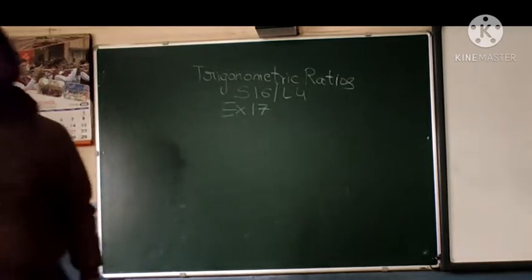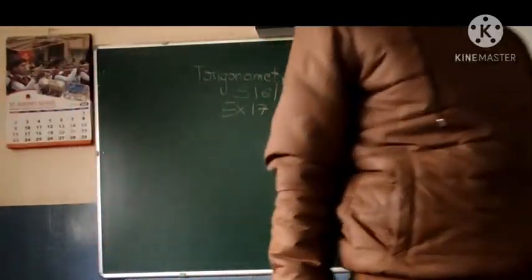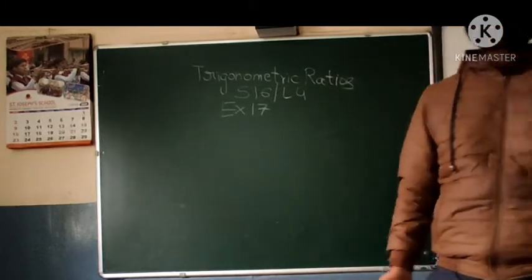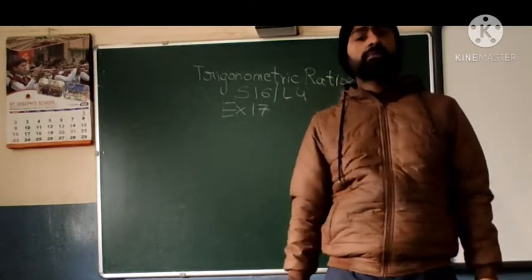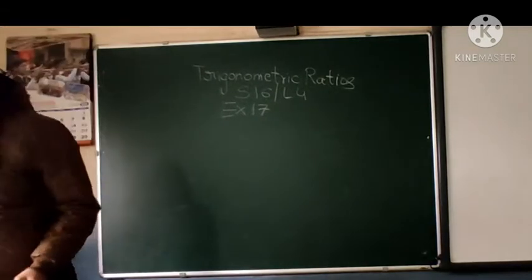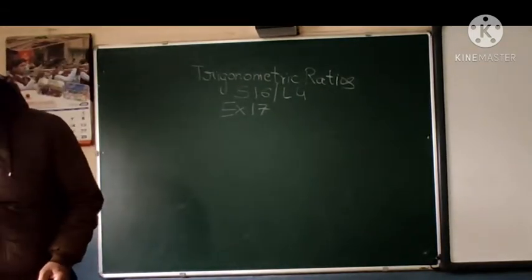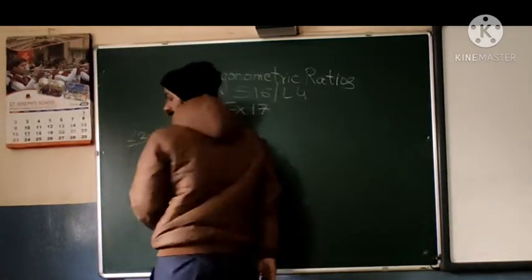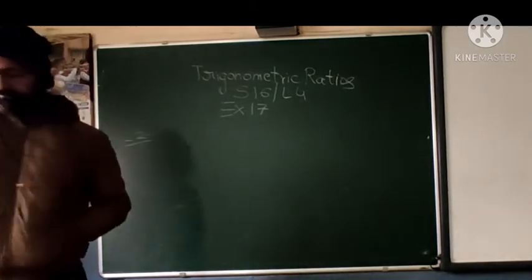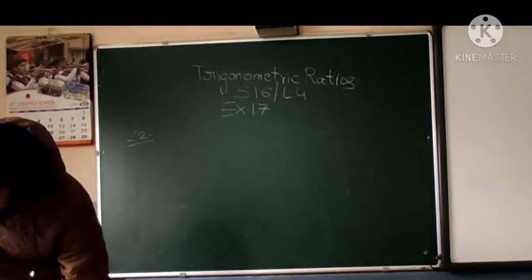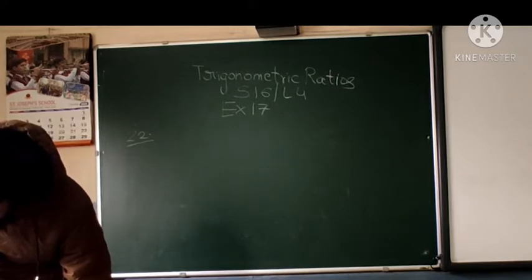We are not required to learn the ratios in more detail now. Some more formulas are there, like cos 2A, sin 2A, tan 3A. There are expansions for them, but right now you are not expected to learn all these things. So I am taking up question number 22 from the exercise. This is what question number 22 says.